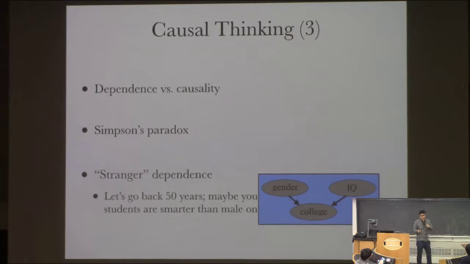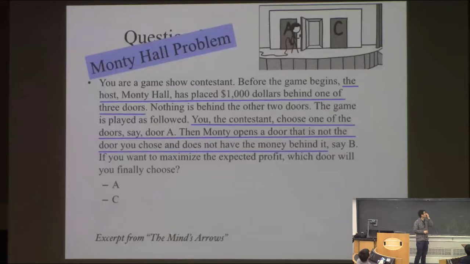And I give you another example, which is very similar. So this is the Monte Carlo problem. I think most of you already heard about it. This is the game. Basically, the host, Monte Carlo, who just passed away 2 years ago, placed $1,000 behind one of the three doors. And then, if you can find the right door, you get the money. Otherwise, you get nothing. So you make your initial choice, right?